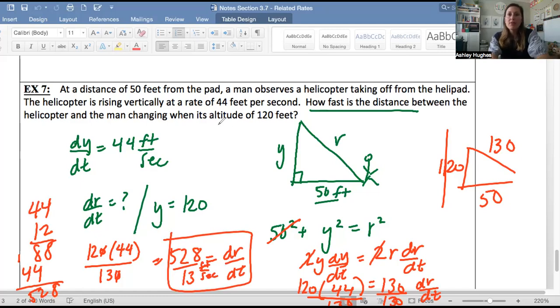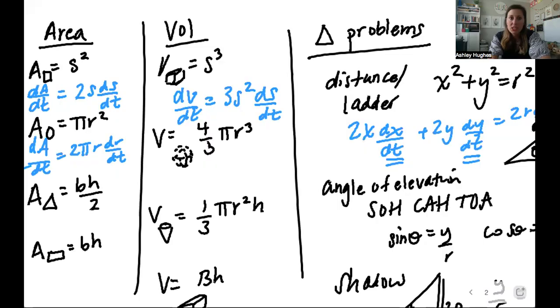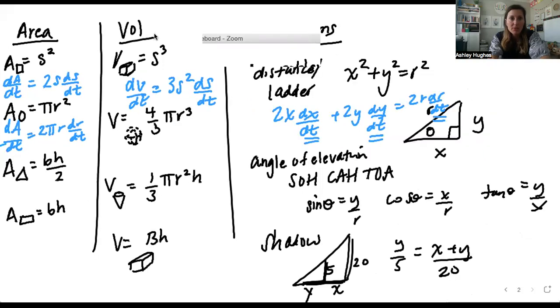So anytime you have the sides of a right triangle, you do Pythagorean theorem. Let me share that whiteboard screen with you one more time, just so you can kind of see it now after we've done those problems.